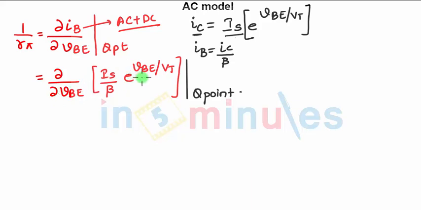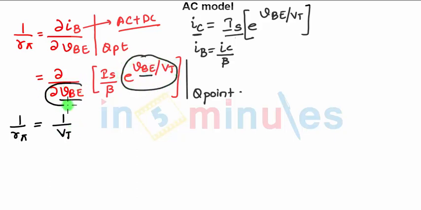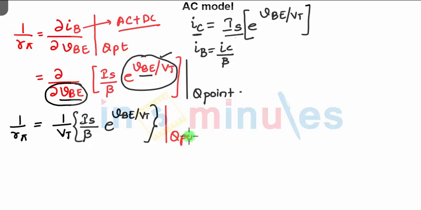Now after differentiation, when you derive with respect to VBE, what will you have in the equation? On the LHS you have 1 upon R pi. On the RHS, the derivative of e raised to VBE by Vt with respect to VBE will give you 1 upon Vt, and the rest of the terms will remain as they are. So you'll have Is upon beta e raised to VBE upon Vt.